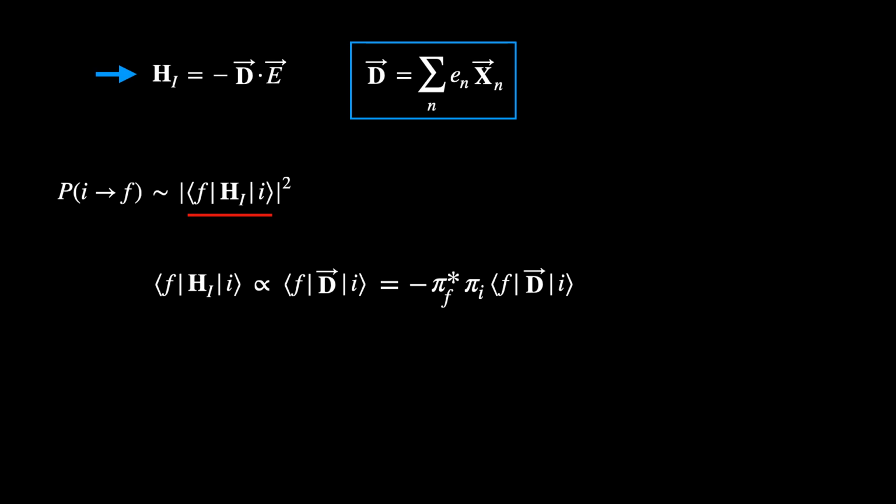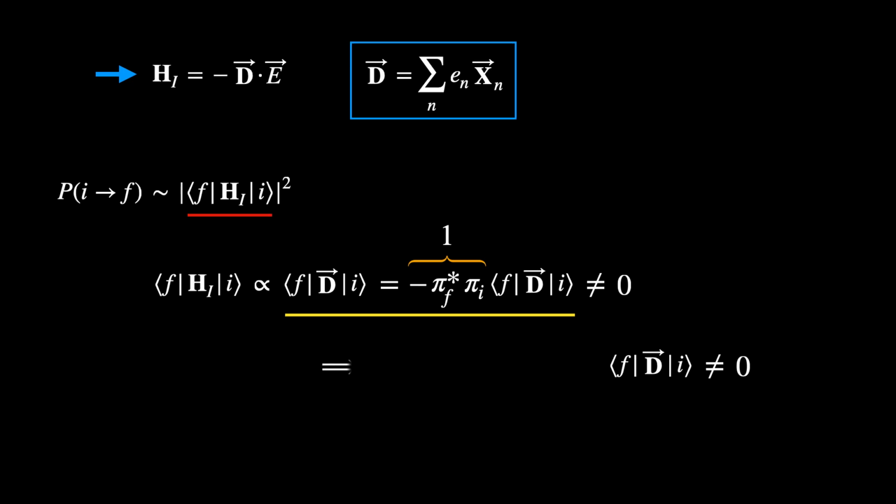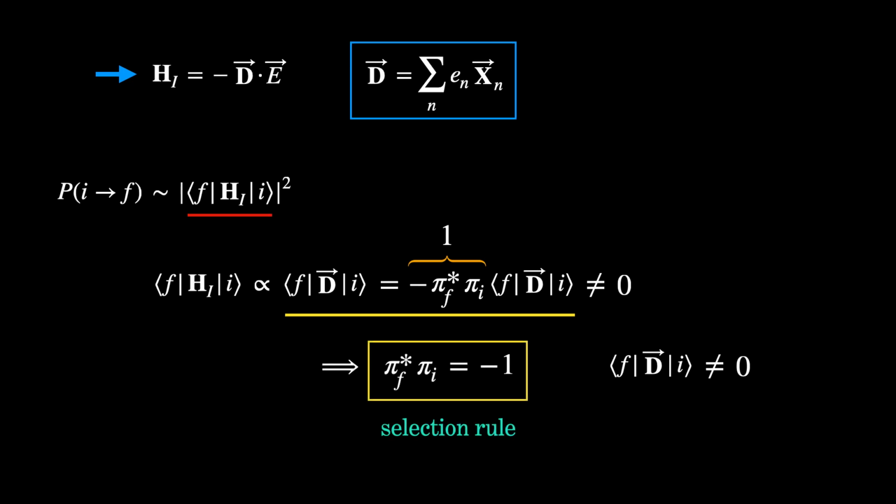Let's see what are the conditions for this amplitude to be non-zero. According to this equation, the matrix element of D is equal to itself multiplied by this factor. Thus, in order for it to be non-zero, this factor must be equal to 1, which leads to this condition. This is the selection rule that must be satisfied in order for the transition to occur. It is a constraint on the parities of the initial and final states.